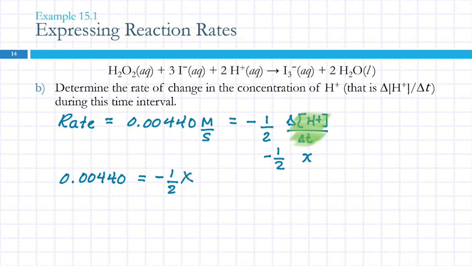Well, multiply both sides by 2 and negative 1. So we're going to get negative 2 times 0.00440. So negative 0.00880. And that's molarity per second. Any questions about that?